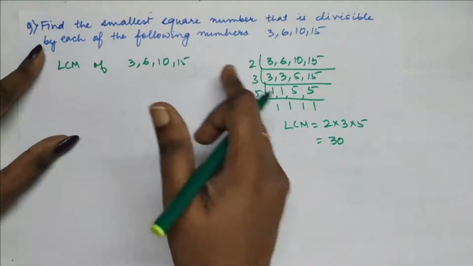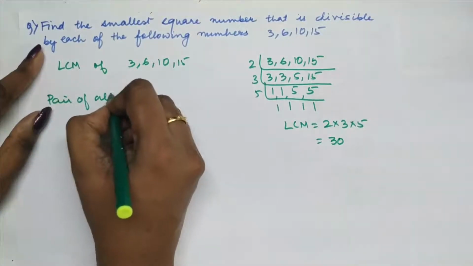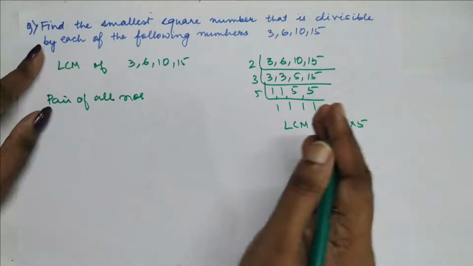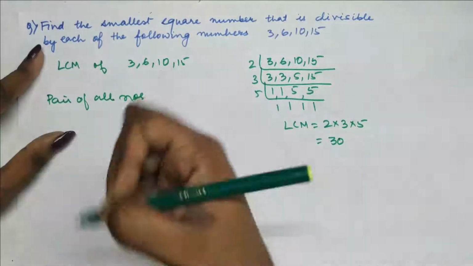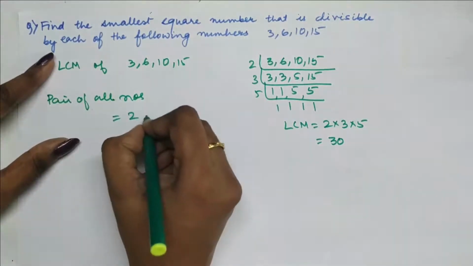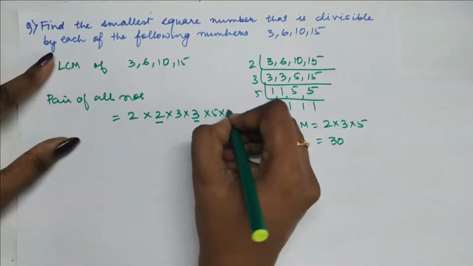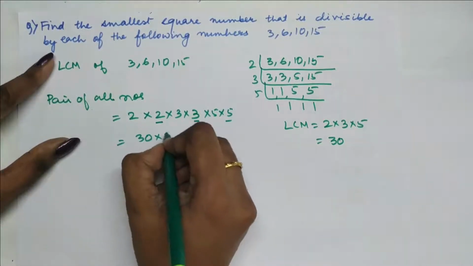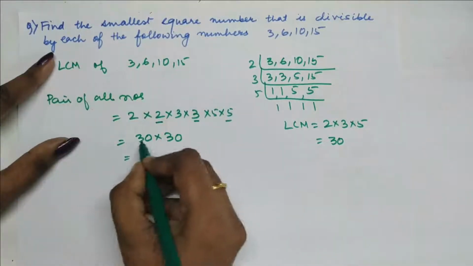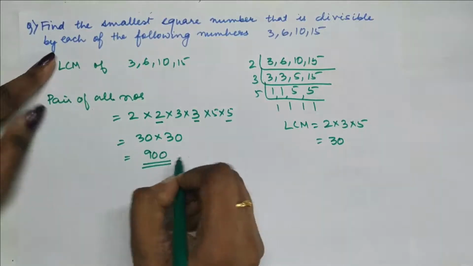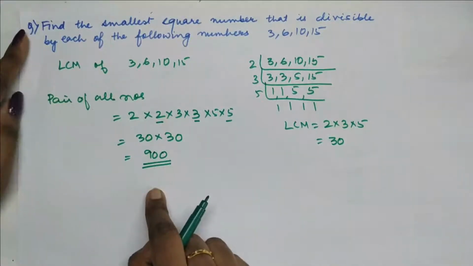To get the pair of all these numbers, we need to get a pair of all numbers, because there is not a single number which is having a pair. If we had any one number which was in pair, we would not have multiplied another number of the same type. So here 2 into 2, I'm adding one more 2, 3 into 3, I'm adding one more 3, and 5 into 5. So that will become 30 into 30, because 2 into 3 into 5 is 30. So obviously another 2 into 3 into 5 will give me 30. That is 30 into 30, 900. So the smallest number that is divisible by each of these given numbers is 900.